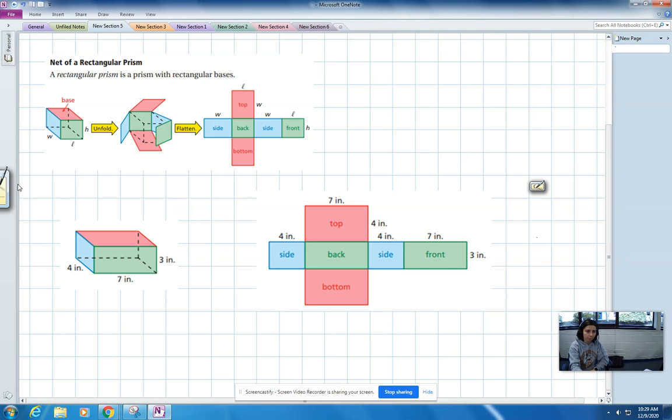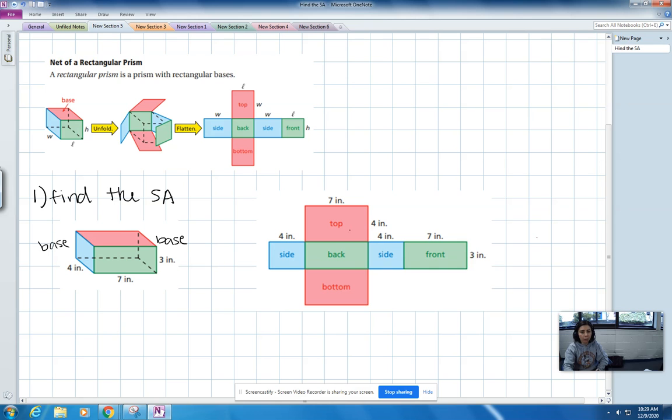So, example 1. Find the surface area. So here is our figure. It's a rectangular prism. See, there are two rectangles, two bases that are parallel, and they're the same. And then all these lateral faces, all these other sides, are rectangles that connect those bases. We have some measurements labeled as well on here. And if we unfold this figure, we end up with a net that looks like this. So we have the top and the bottom in red, the back and the front in green, and both sides in blue. So they correspond to the colors on our original figure.